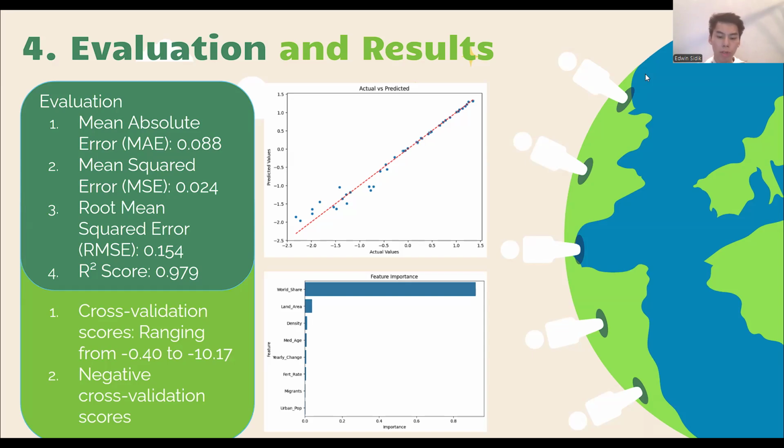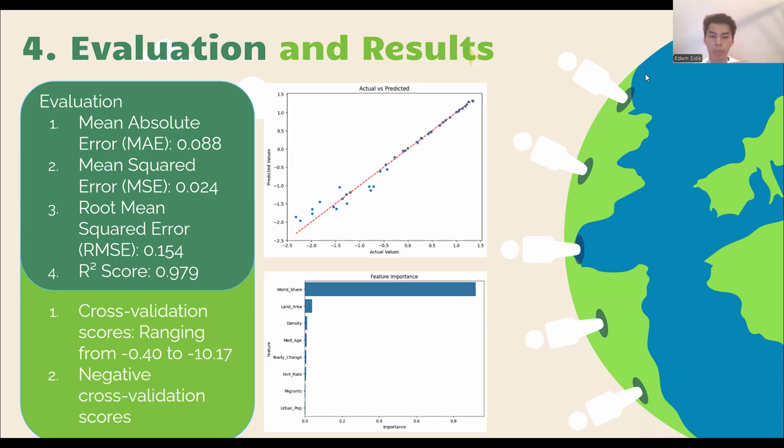Now, the cross-validation scores range from negative 0.4 to negative 10.17. These scores indicate the model's performance on different subsets of data during cross-validation. The wide range, especially in the negative scores, suggests inconsistencies and points to potential issues such as overfitting or data imbalance. The negative cross-validation scores imply a potential need to investigate issues like outliers, imbalance, or inadequate dataset splitting.